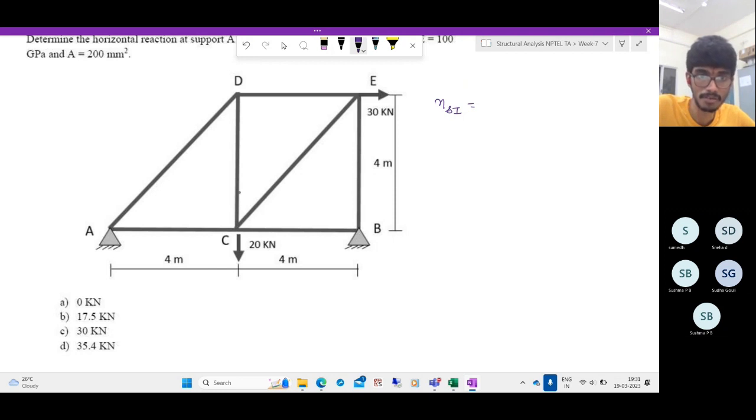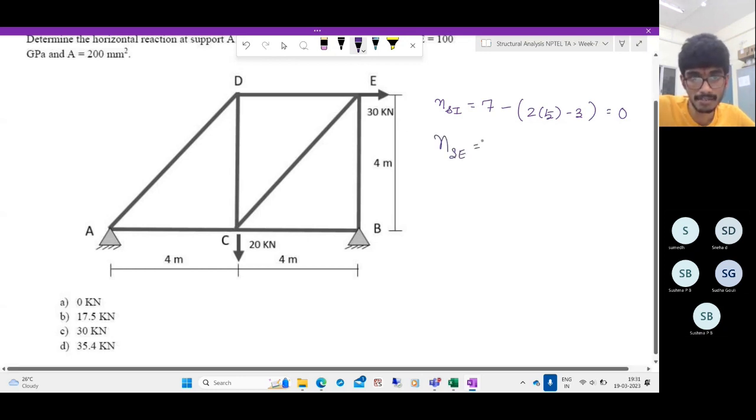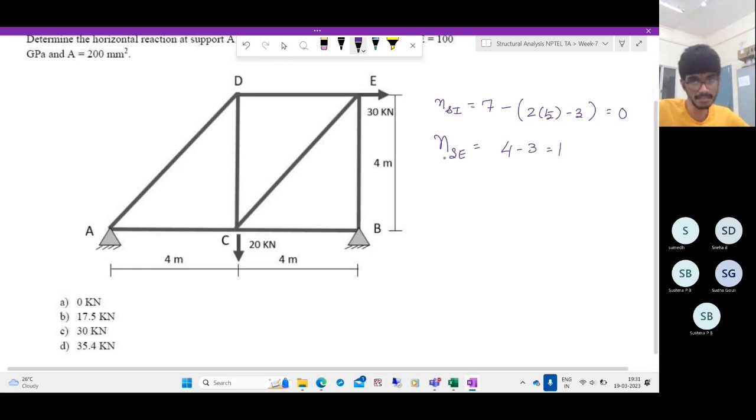You have how many members? 1, 2, 3, 4, 5, 6, 7. 7 members and how many joints? 1, 2, 3, 4, 5. So 2 into 5 minus 3 is 7, so internally it is determinate. Externally it is 4 minus 3, 1. So it is statically indeterminate to the first degree.